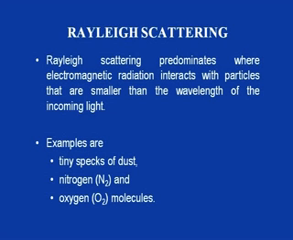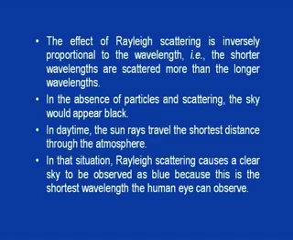Rayleigh scattering predominates where the electromagnetic energy or radiation interacts with particles that are smaller than the wavelength of the incoming light, for example, tiny specks of dust, nitrogen gas and oxygen molecules. The effect of Rayleigh scattering is inversely proportional to the wavelength, that is, shorter wavelengths are scattered more than the longer wavelengths. In the absence of particles and scattering, the sky would appear to be black.